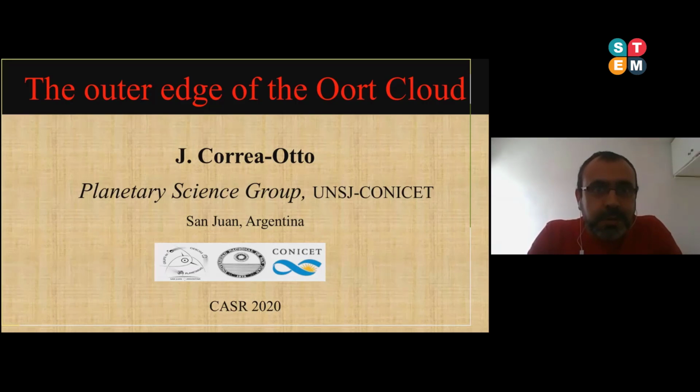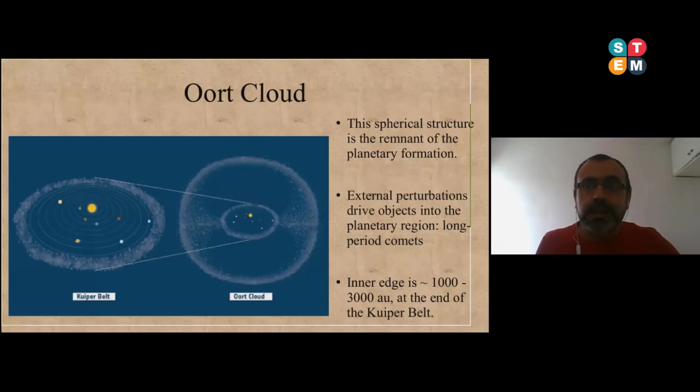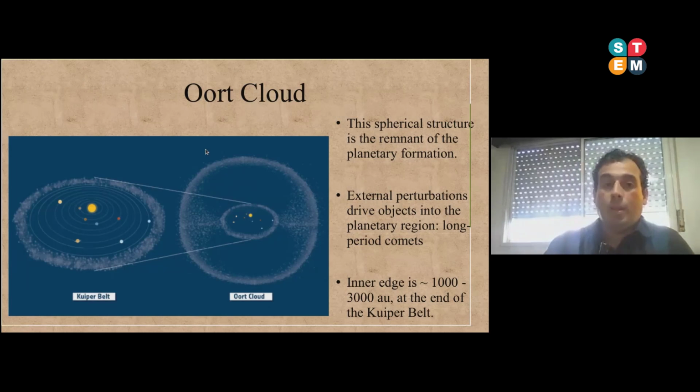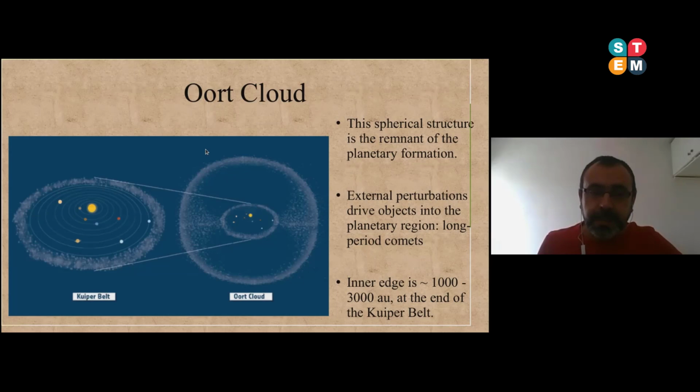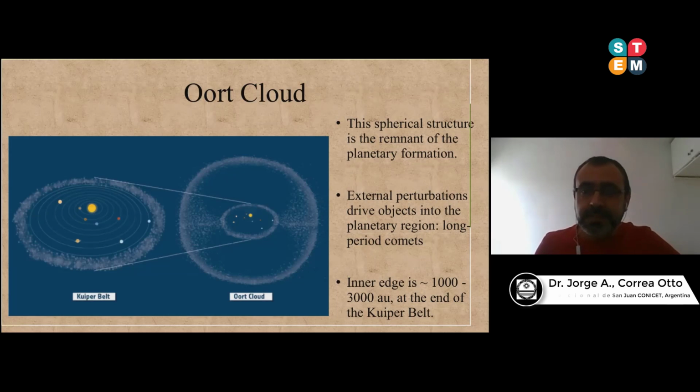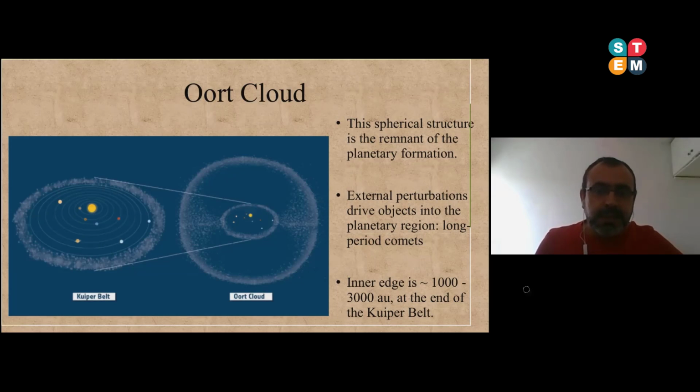I'm going to talk about the outer edge of the Oort cloud. As you know, the Oort cloud is a large spherical structure around the Sun. It could be the remnant of the planetary formation. Sometimes an external perturbation sends objects of the cloud through the planetary region, and this is the moment when we can see these objects as comets.